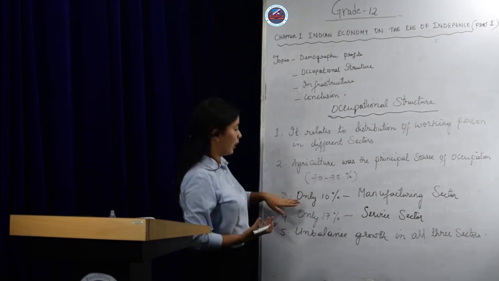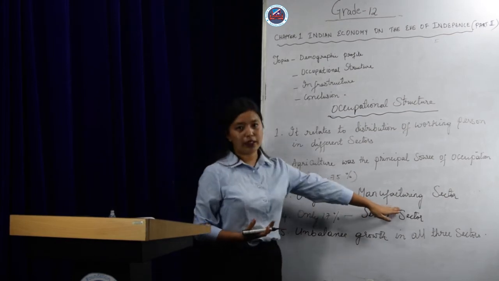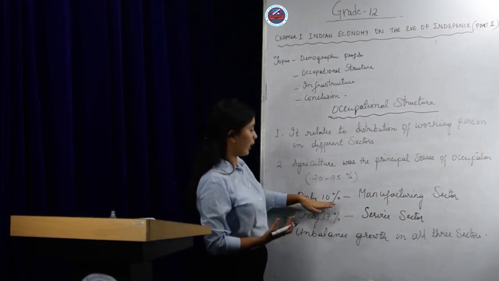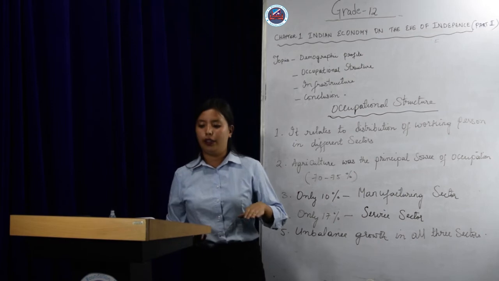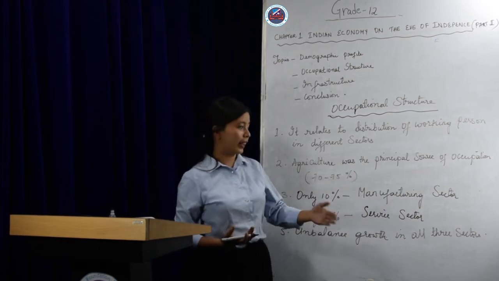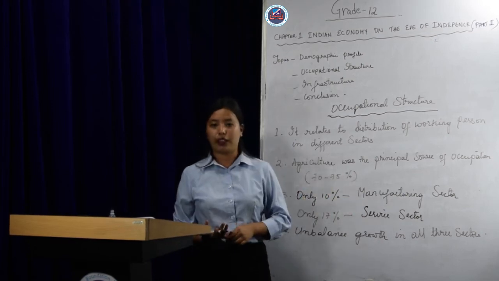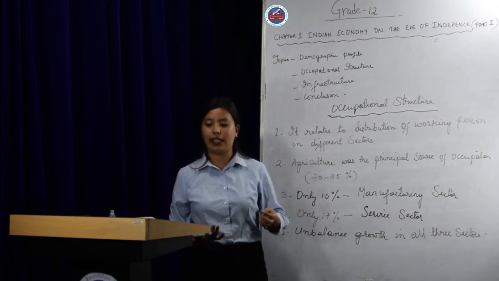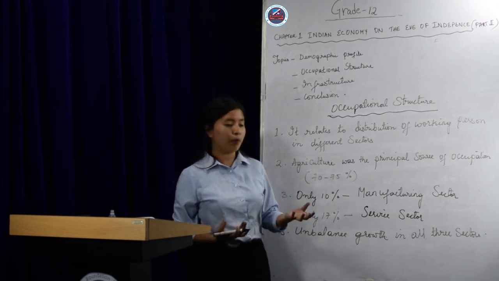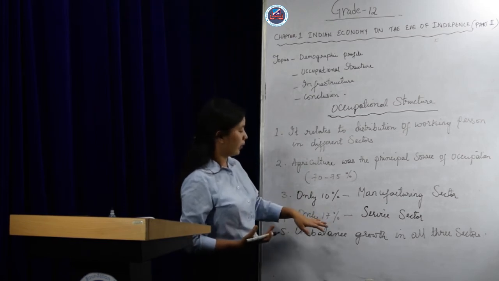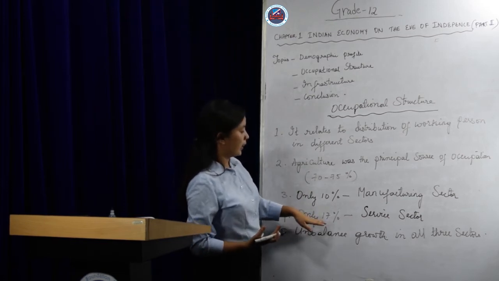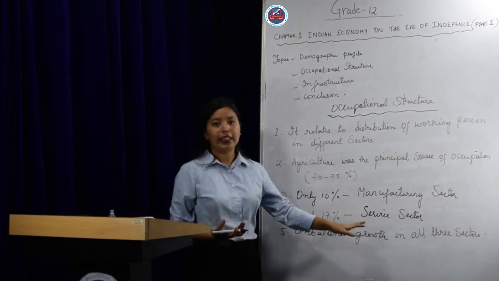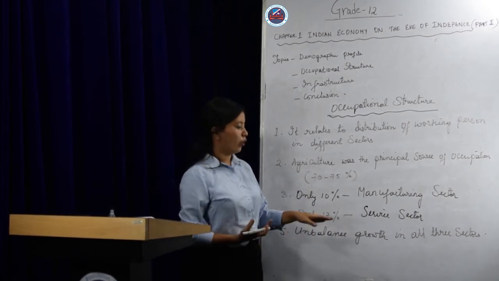Second thing is in the manufacturing sector, that is in the secondary sector, only 10% of the working population was engaged in the manufacturing sector. This shows that we had a backwardness in the Indian industry at the time of independence. Now the fourth one is 17% of our working population was in the service sector.